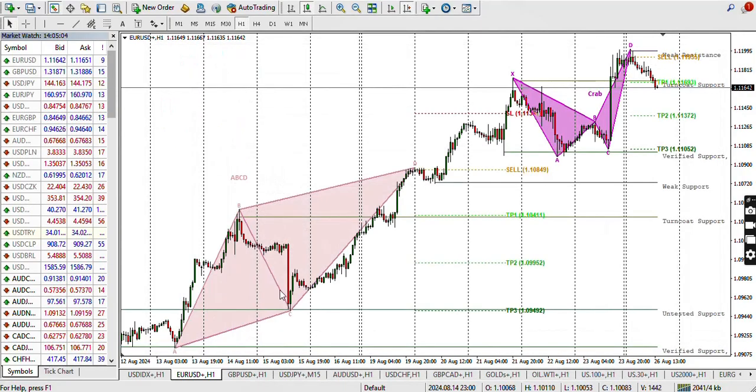Okay, so first things first, what is market structure? Market structure is just being able to identify or recognize what the market is doing at that particular point in time. So, how do you recognize market structure?